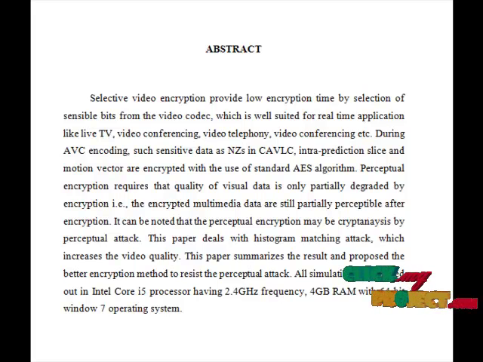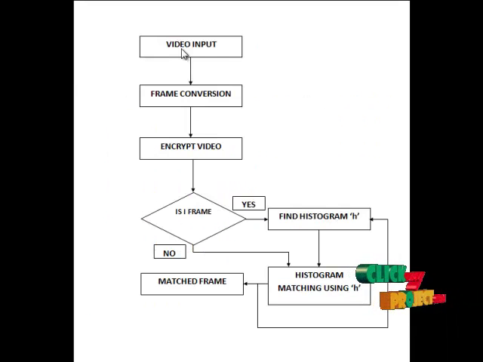Here, in our proposed methods, we are using video encryption by using the histogram differences of the frames. Here we use the CAVLC method to encrypt video and the standard AES algorithm. Here the encryption was done by histogram matching of each and every frame in the given video. This is the flow diagram of our project.